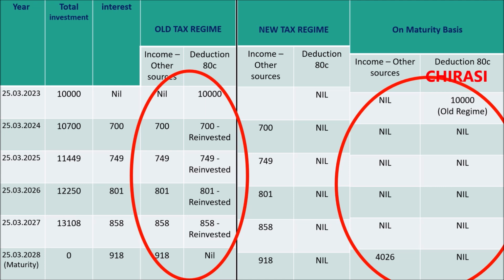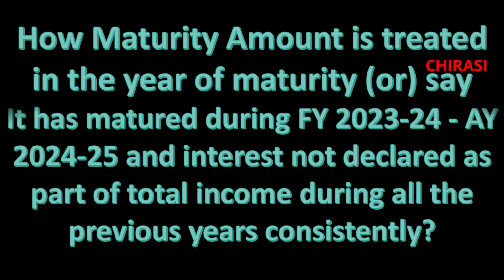Suppose you have not shown the interest during the earlier financial years, for those certificates which are maturing or which had matured in 23-24, you have to show rupees 4,026 or whatever the income is as per your certificate. You have to show that in your total income under other sources. Now, how is the maturity amount treated in the year of maturity, say it has matured during the financial year 23-24, assessment year 24-25, and interest not declared as part of total income during all the previous years?